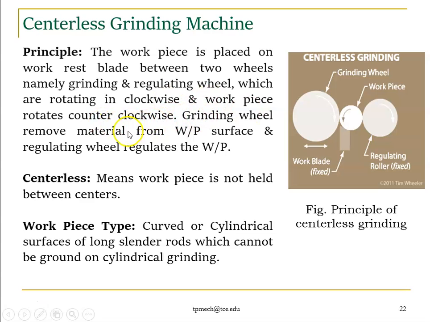The grinding wheel removes the material from the workpiece surface, and the regulating wheel regulates the workpiece, or it gives the feed. If you increase the pressure of the regulating wheel, then the contact between the grinding wheel and workpiece will be high, so we can remove more material. But the metal removal is done by the grinding wheel alone, not the regulating wheel. The regulating wheel just acts as a support.